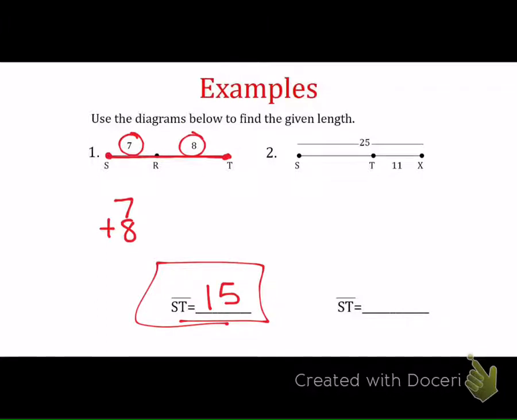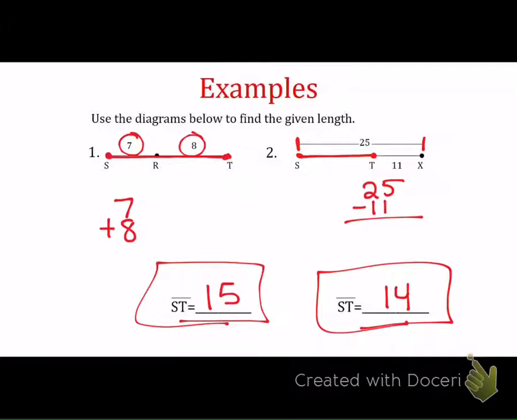Okay? Now, number 2 is a little different because they give us the whole thing. And then they give us a small piece, and they ask us to find the length of the other small piece. What do you think you do here? You're going to subtract. Good. 25 minus 11. So good. 14. Phenomenal. What are your questions?